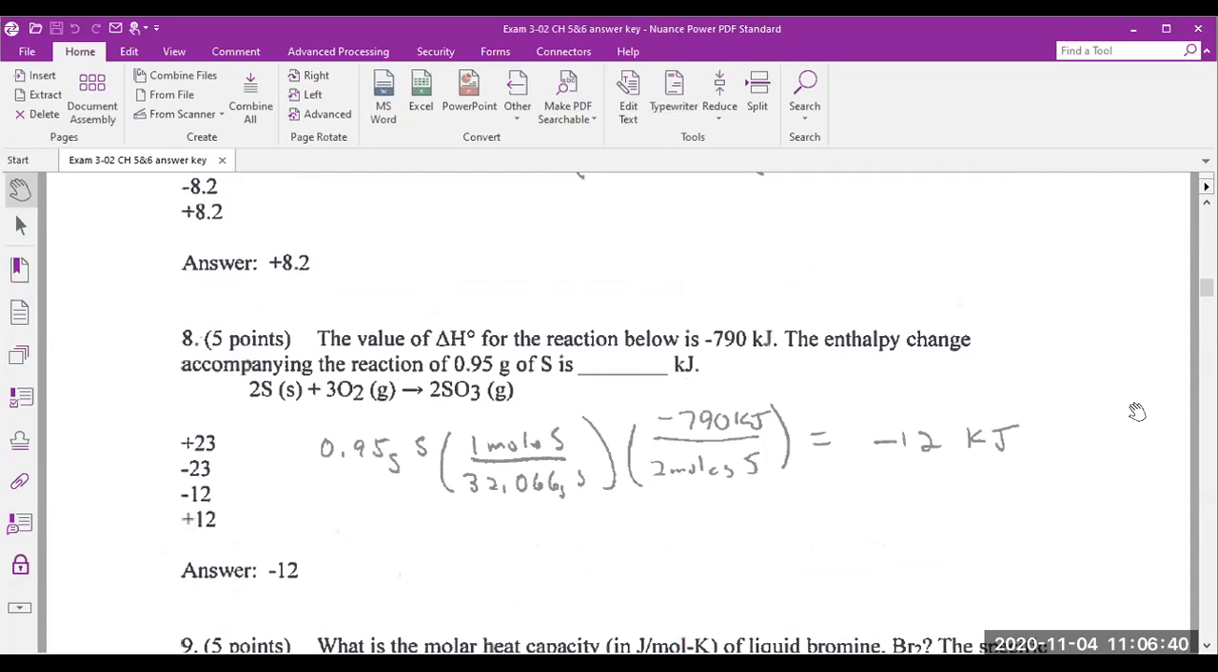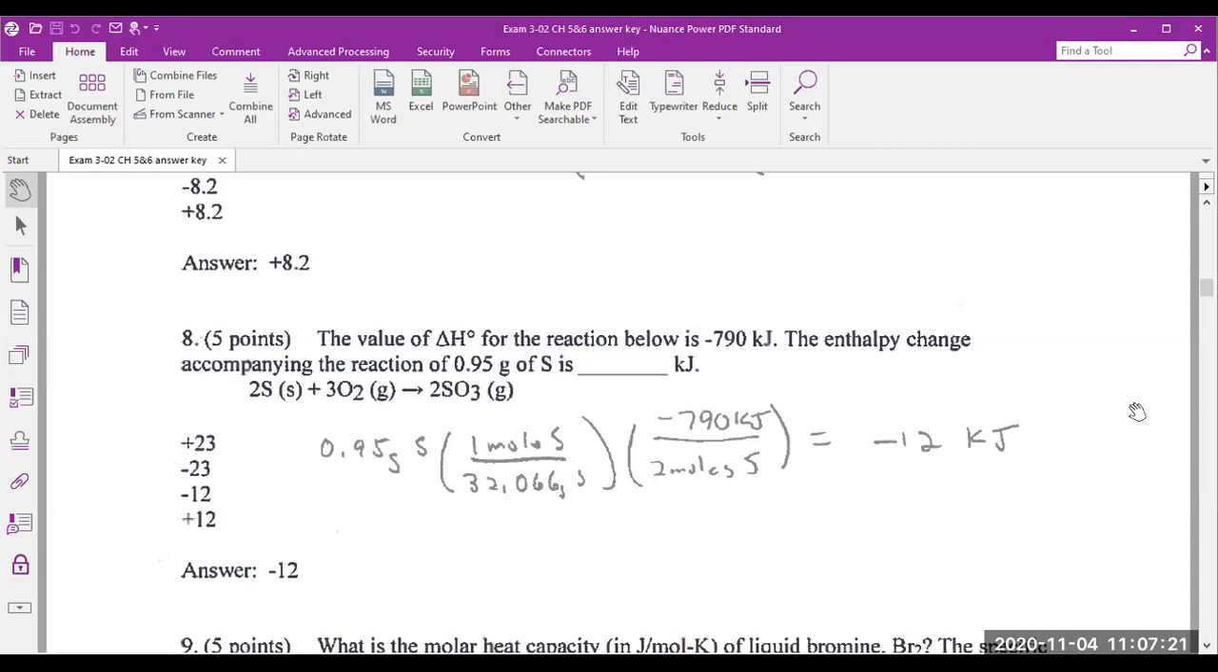Number 8, the value of delta H for the reaction below is minus 790 kilojoules. The enthalpy change accompanying the reaction of 0.95 grams of sulfur is how many kilojoules? So since you were given a gram value, you needed to convert that to moles. So you would have needed to look up the atomic weight of sulfur. That's the 32.066 value in the denominator. So that tells us how many grams per mole. So that converts the 0.95 grams from grams unit to moles unit.